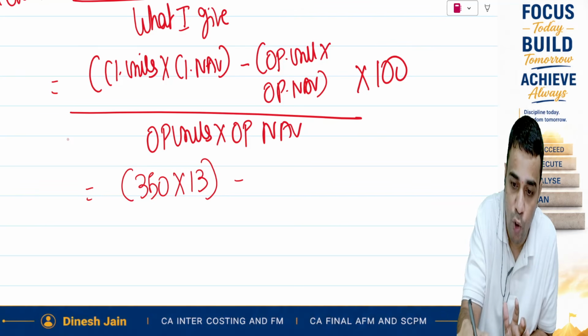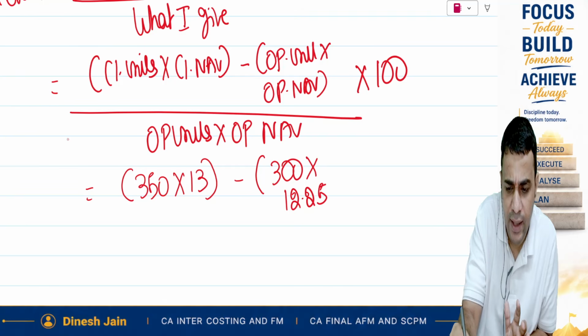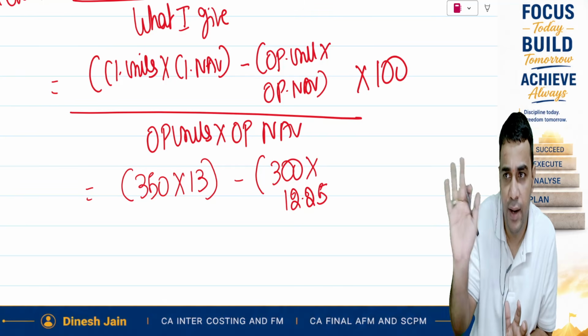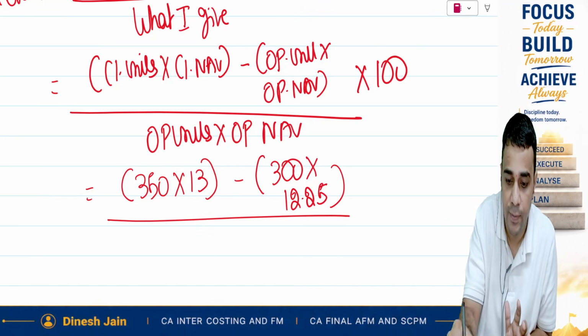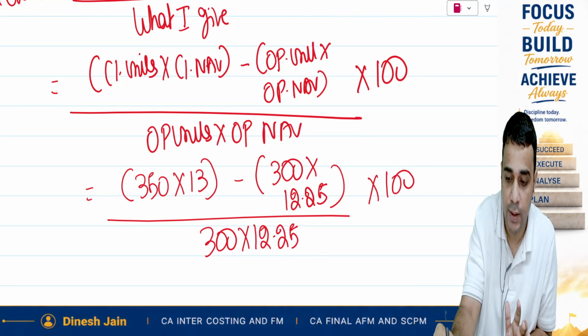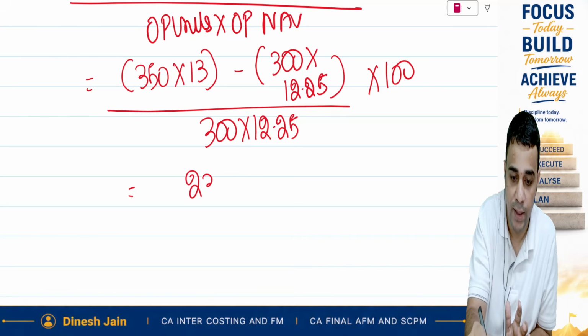Minus, what are the opening units? Opening NAV. Will I also get the dividend income? No dividend income. Divided by 300 into, get the return here. 23.81%.